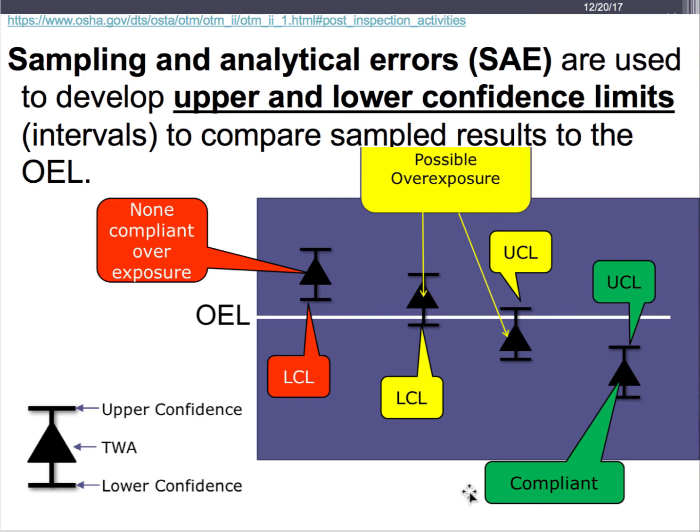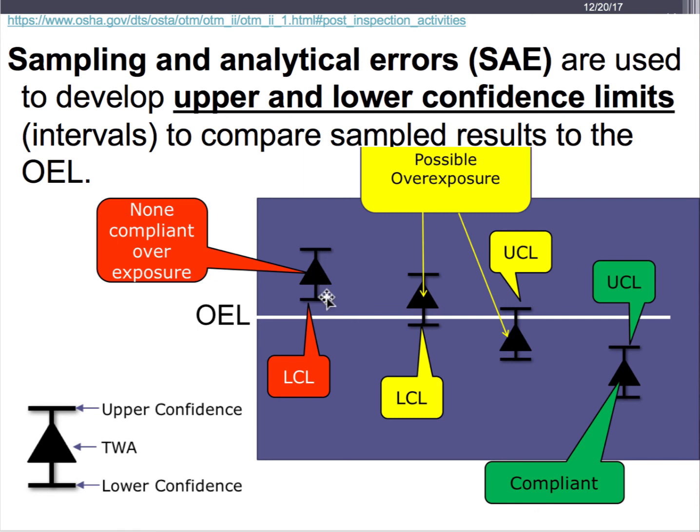And to look at this in an overview, our standard analytical errors are like our standard deviation or confidence limits applied to our time-weighted average. And they're used to compare our results to the occupational exposure limit. So here, you can see this is your time-weighted average.